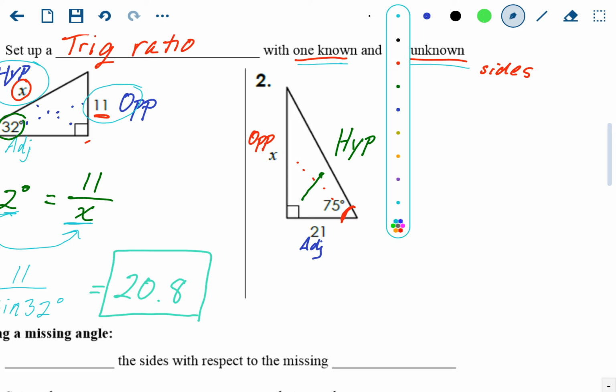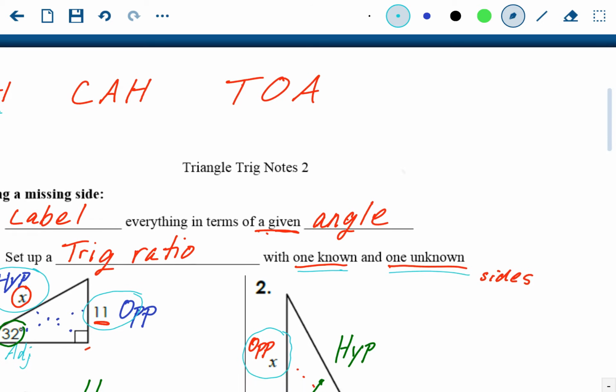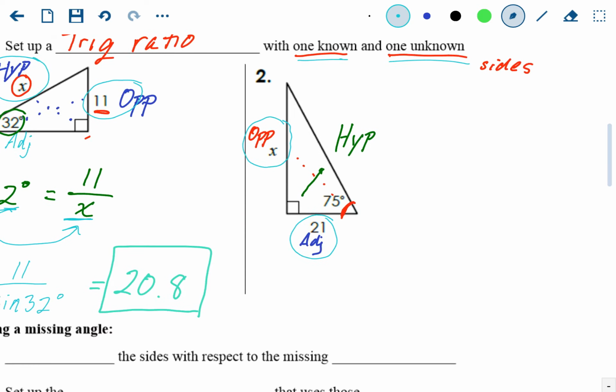All right, so what do we know? Or what's our one known and our one unknown? Our unknown is the opposite side. And our known is the 21. It's the adjacent side. So this one's not involving the hypotenuse. So you have to figure out which trig function uses opposite and adjacent. That's going to be tangent. So the trig ratio we set up is going to be the tangent of the angle, so 75 degrees. And it's going to be equal to the ratio of the opposite side divided by the adjacent side. The opposite side is x, the adjacent side is 21.